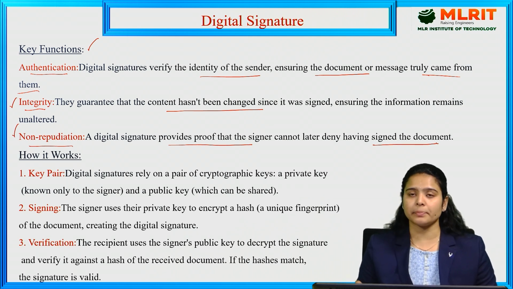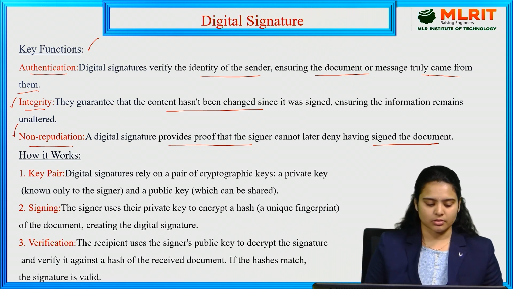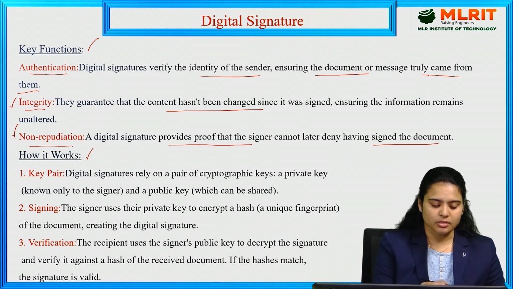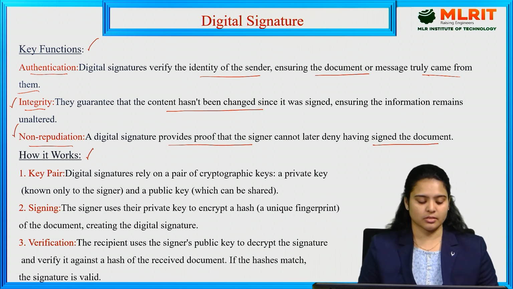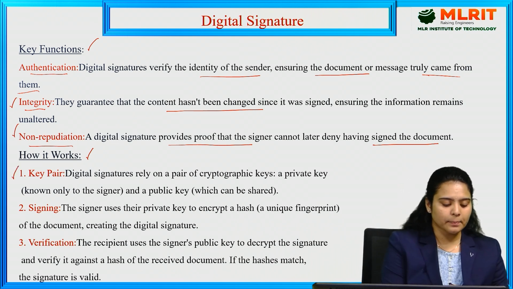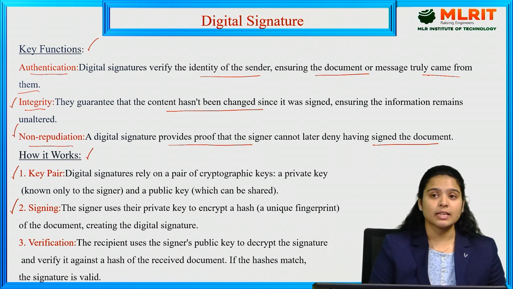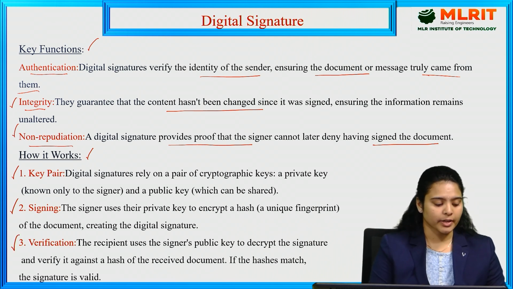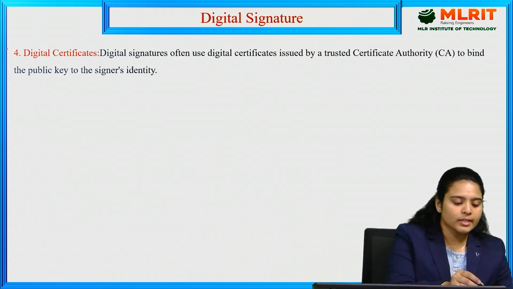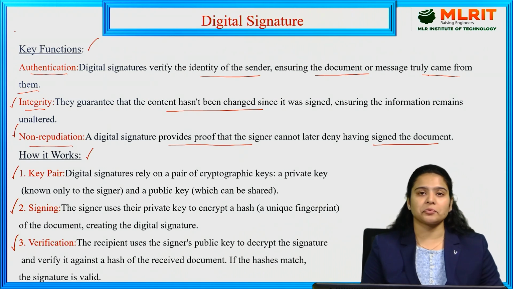If, for example, the signing of the document is already completed, it provides proof of the signature. Meaning whoever did the signature, it should be clearly verifiable in the digital signature process. Then how does the digital signature process work? First is the key pair, second is signing, third is verification, and fourth is digital certificates.